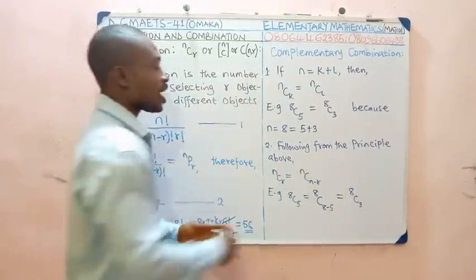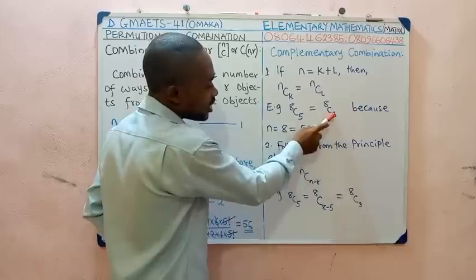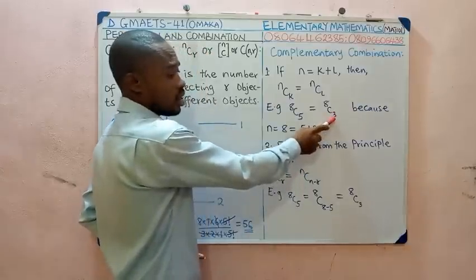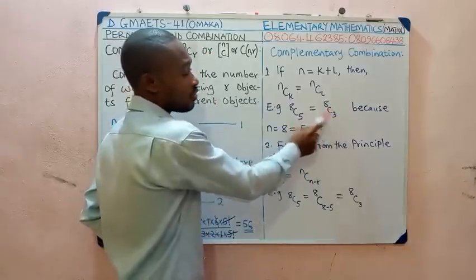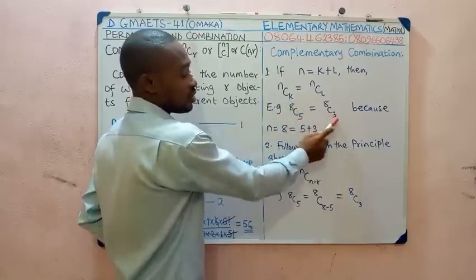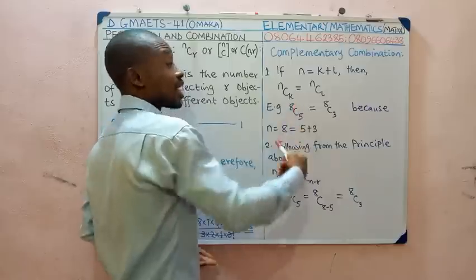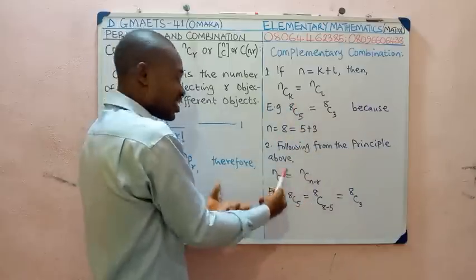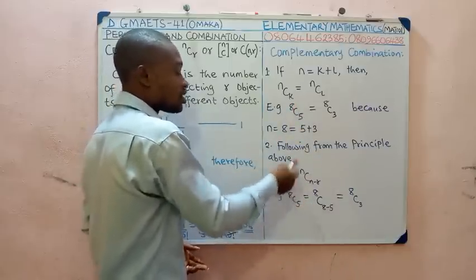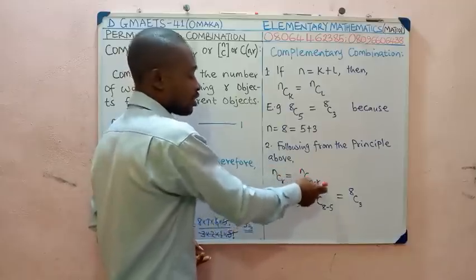If you look at this 3 here, it was actually obtained from 8 minus 5. 8 minus 5, you get 3. So our 8 is n in this case, are you following? So it's telling us that n combination r will give us the same value as n combination n minus r.